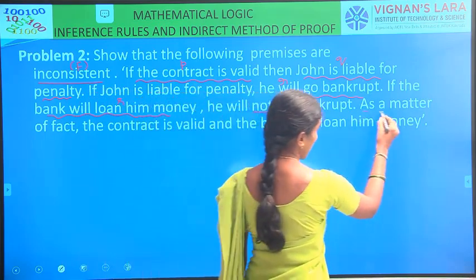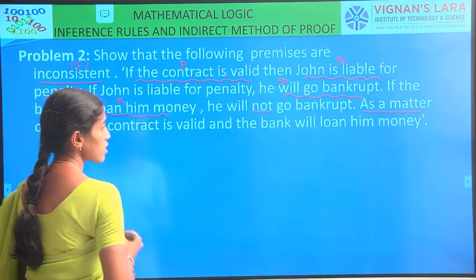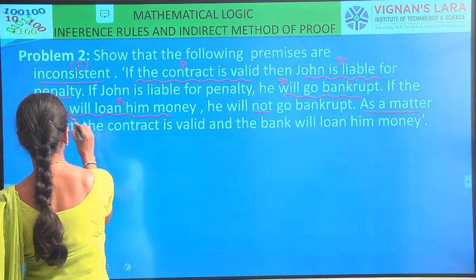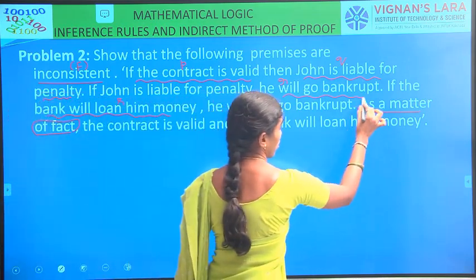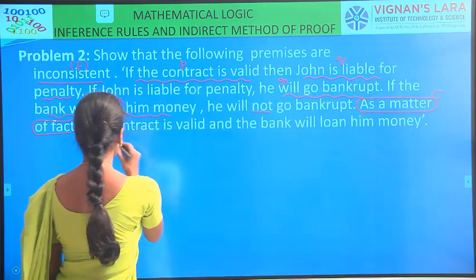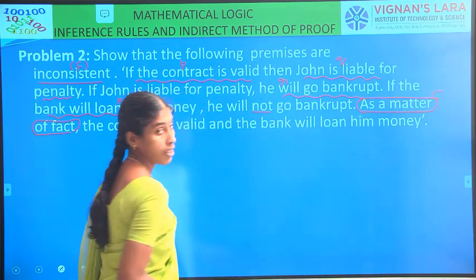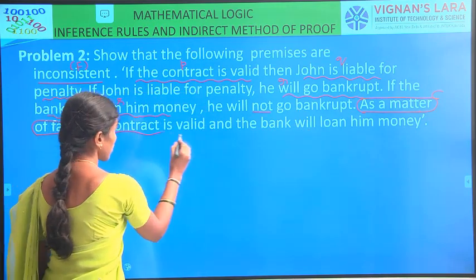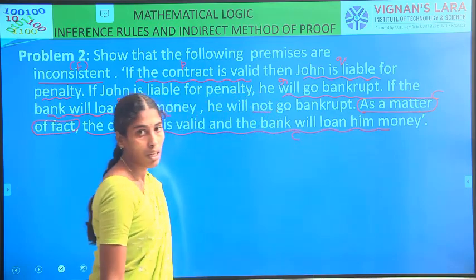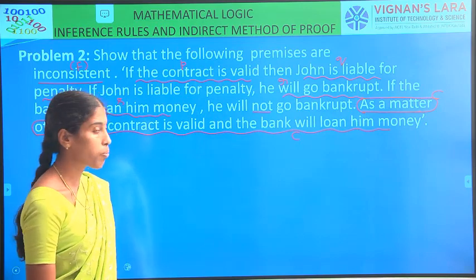So, as a matter of fact, the phrase as a matter of fact means that this is the conclusion part. What is the conclusion? The contract is valid and the bank will loan him money. So this entire thing is the conclusion part. Now I will write the given sentences in the form of a set of premises.